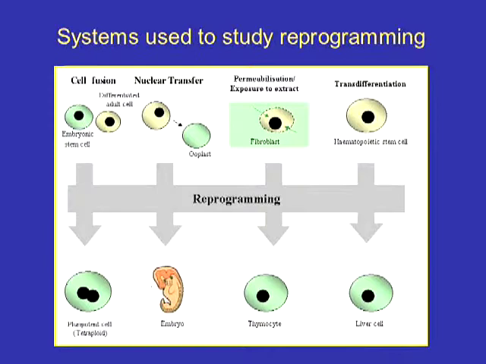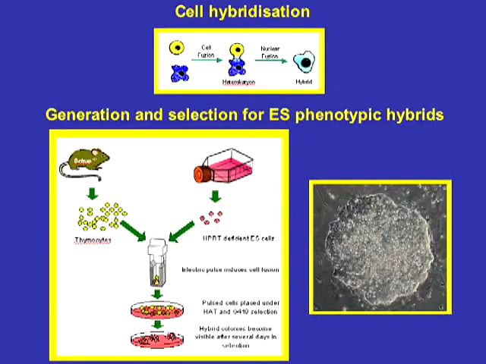So I've been using a different system whereby I'm fusing embryonic stem cells to adult somatic cells, and then selecting for reprogrammed fusion events. So this is just the system that I've been using for many years. The diagrams are all of mouse cells or mice. We've moved on now, we're doing this in human cells.